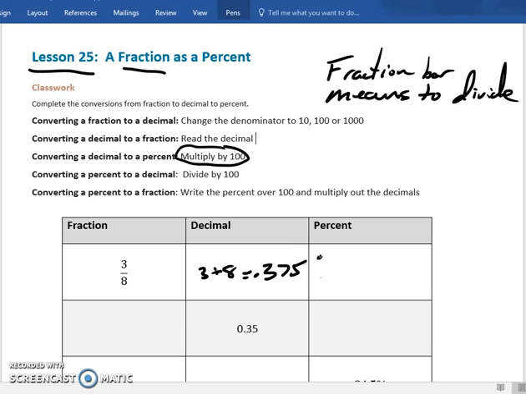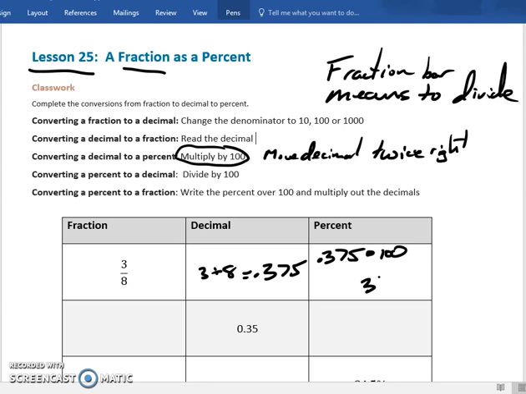Now, there's two ways of going about this. You could go ahead and say, I'm going to multiply by 100 and actually do a multiplication problem here. Wait a second, multiply by 100. What's that going to do to your decimal? Yeah, it's going to move it over two places to the right. So that's why you could say multiply by 100. It is going to move your decimal twice right. So we're going to have 37 and 5 tenths percent.